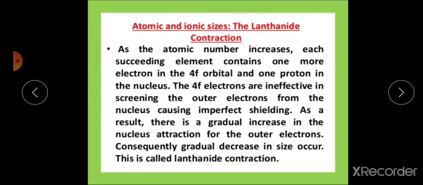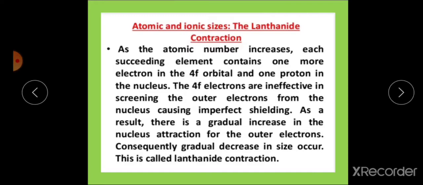Then atomic and ionic sizes, or lanthanide contraction. Here, as we move along the lanthanide series, there is a gradual decrease in atomic and ionic radii of lanthanides with increasing atomic number. It's called lanthanide contraction. As the atomic number increases, the nuclear charge increases and electrons are added to the pre-penultimate, that is (n-2), 4f subshell. The attraction of the nucleus on 4f electrons increases with increasing atomic number.